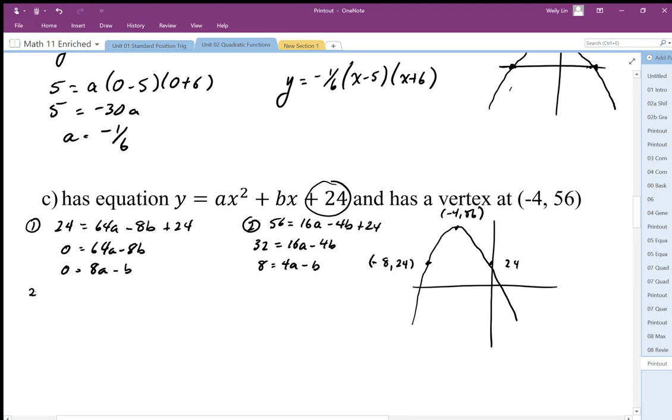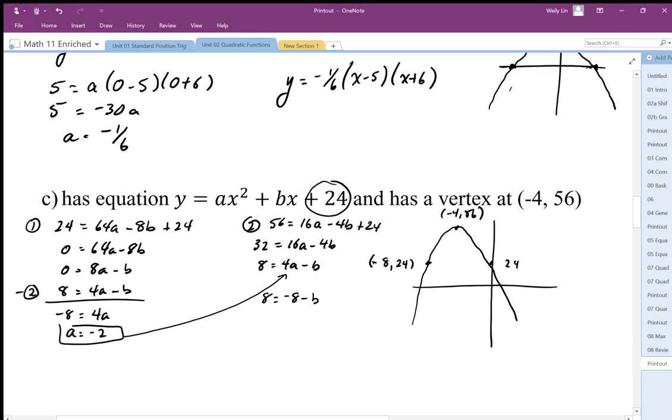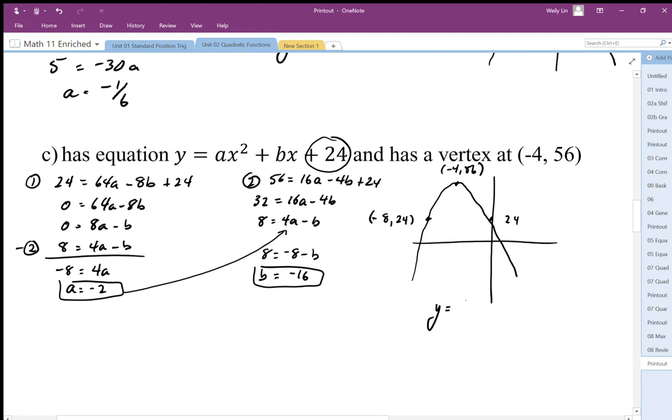I'm going to take equation 2 and subtract it. If I subtract, I get -8 equals 4a plus 0. So b's cancel out, so a equals -2. Solving for b, I'm going to back substitute it into here. So I get 8 equals -8 minus b. I think that's right. So b is equal to -16. So my equation looks like this: y equals -2x squared minus 16x plus 24.